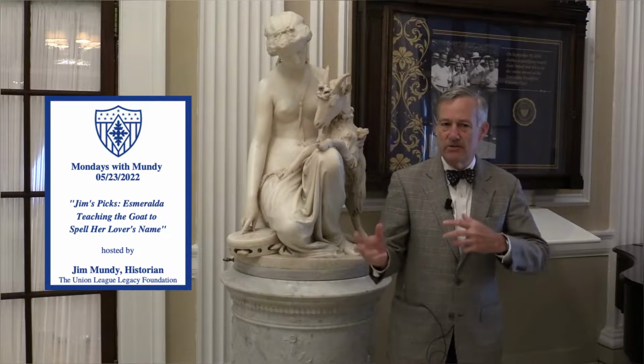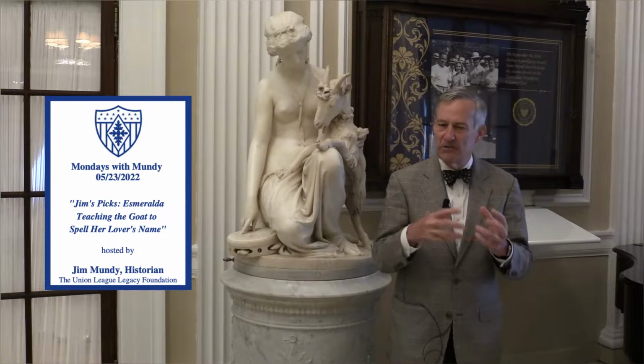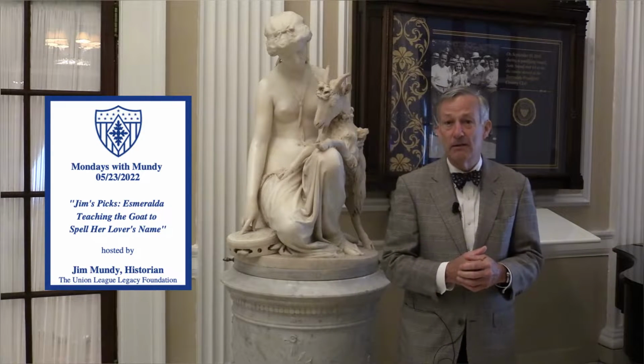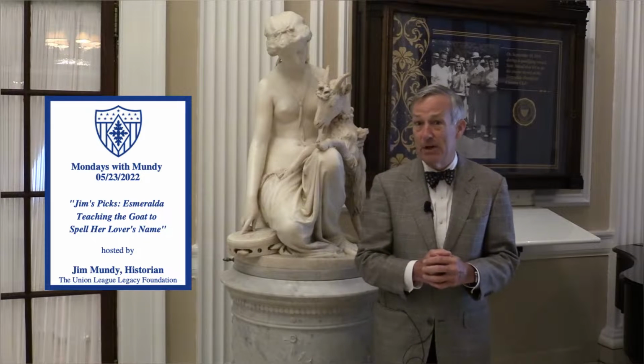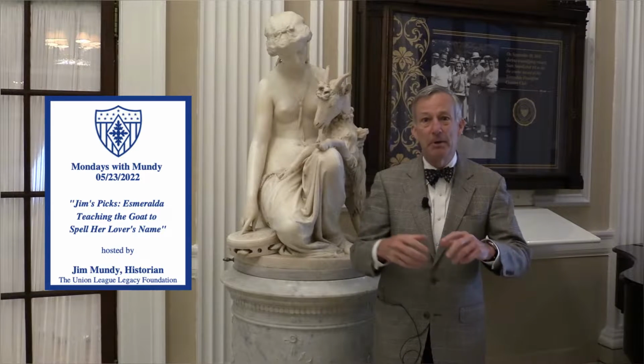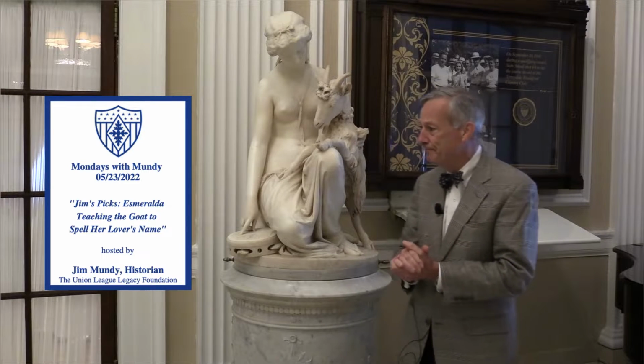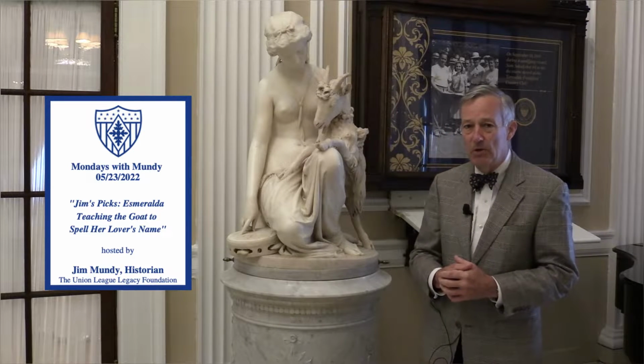If you've been watching the series over the last few months, we've begun this kind of sub-series where I will pick a piece of art from the collection and tell everybody about it. So today I'm focusing on the sculpture collection because I think the League's sculpture collection is as good, if not better in some ways, than the paintings, but underappreciated and undervalued. So I've picked the sculpture, Esmeralda Teaching the Goat to Spell Her Lover's Name.